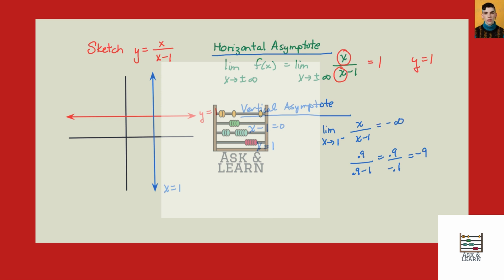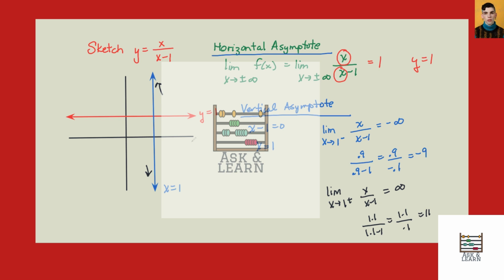And let's take a look at the opposite side. If I do the limit as x approaches 1 from the right side, then let's just plug in 1.1 now. 1.1 over 1.1 minus 1, I get 1.1 over 0.1, or 11. So you can see that's going to plus infinity. Okay, so that's showing the calculus limit version of vertical asymptote. Just a note that we're going to minus infinity on this side and plus infinity on that side.